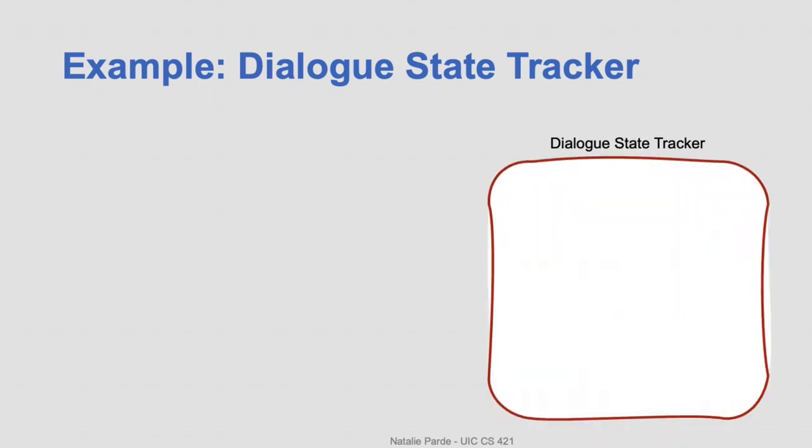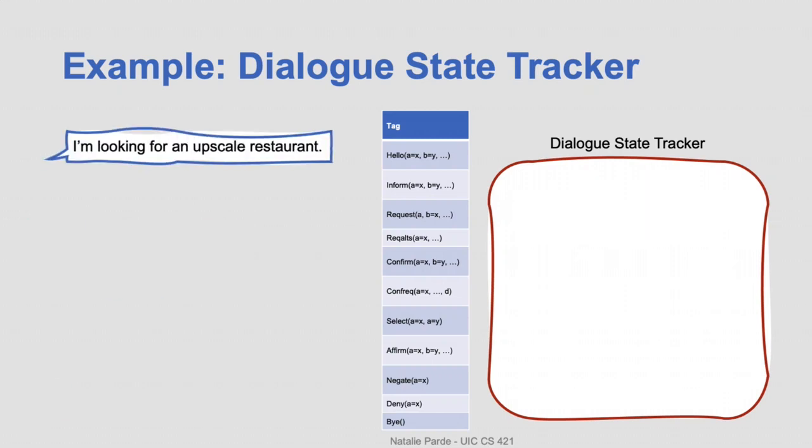We can visualize what a dialogue state tracker might look like in action here. Let's start out with an empty dialogue state tracker, like what we would expect to see at the beginning of a dialogue, and our set of dialogue acts from the previous video. Then let's go ahead and receive our first input.